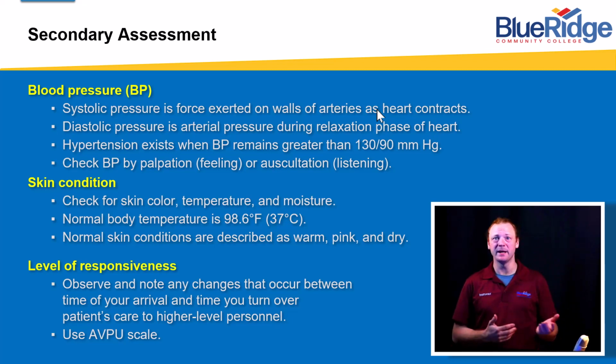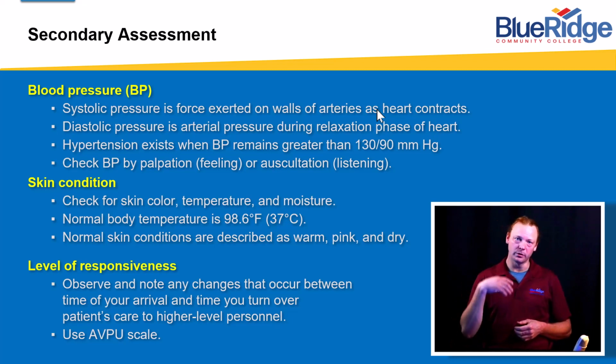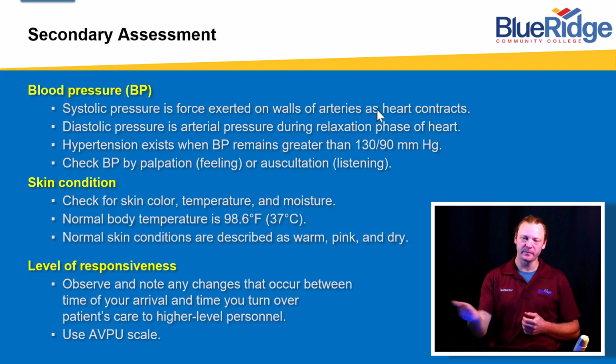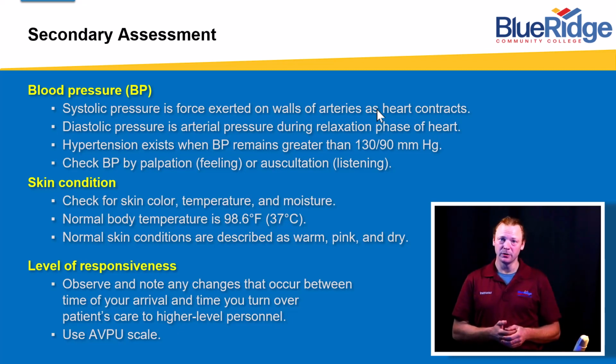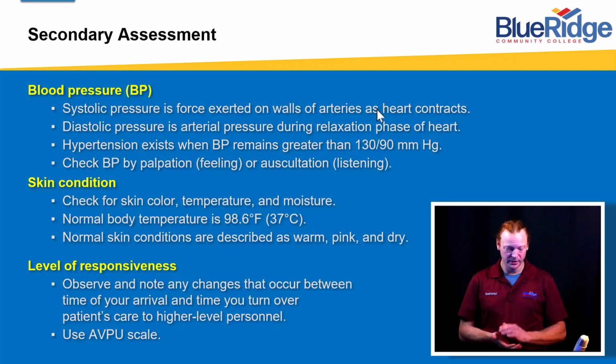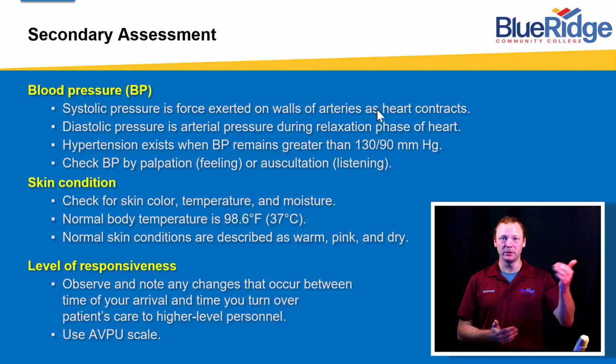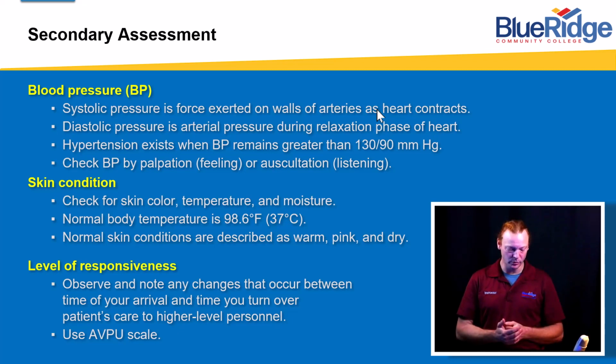So you can use that in your pre-hospital report or when you're reporting to incoming EMS units. And then our level of responsiveness. We want to also keep an eye out for any changes in our patient's condition. Are they getting better? Are they getting worse? Sometimes after a syncopal episode or when somebody faints, they will start to get better. Sometimes they get worse. And then always remember to use the AVPU scale.